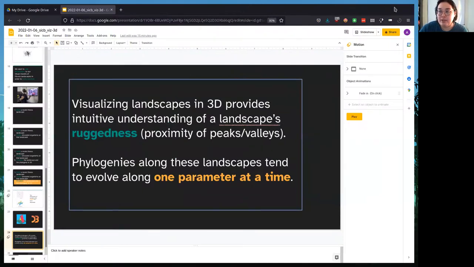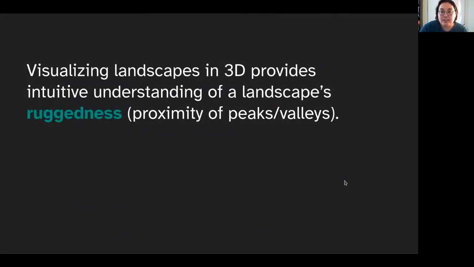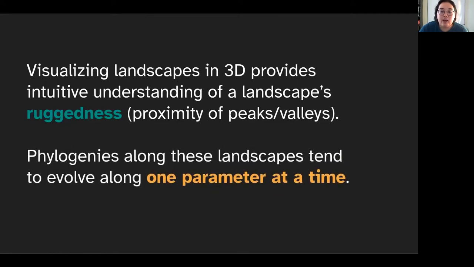So in summary, visualizing these landscapes in 3D provides, first of all, an intuitive understanding of a landscape's ruggedness, the proximity of peaks and valleys in the landscape. And also, we see that phylogenies along these landscapes tend to evolve along one parameter at a time. And this is the kind of data that we're able to get just by looking visually at these landscapes, not by performing any analyses, but just by being able to see and interact with our data in interesting ways.